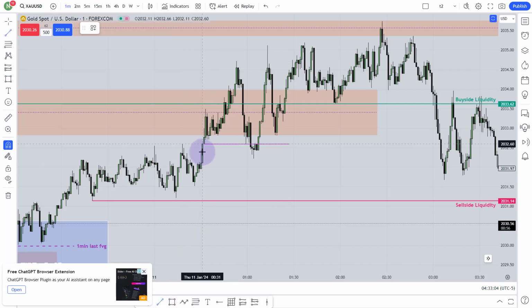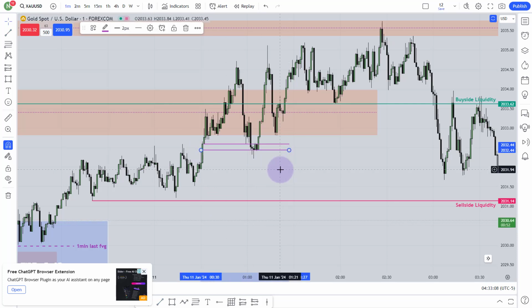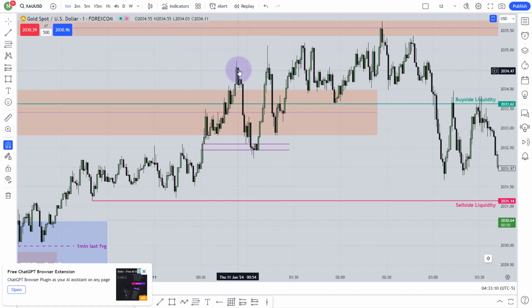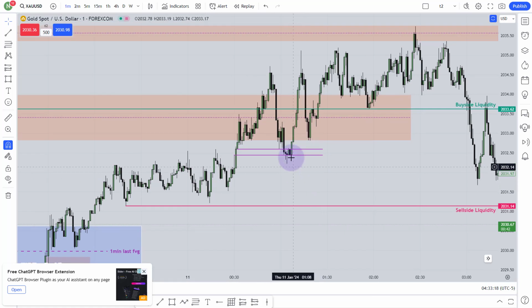So it has traded this last 1 minute fair value gap. Look at this run. See this run, this is the last 1 minute. There is no other fair value gap below that fair value gap that is more obvious, in my opinion. So this is the last fair value gap. How beautifully it holds the price.